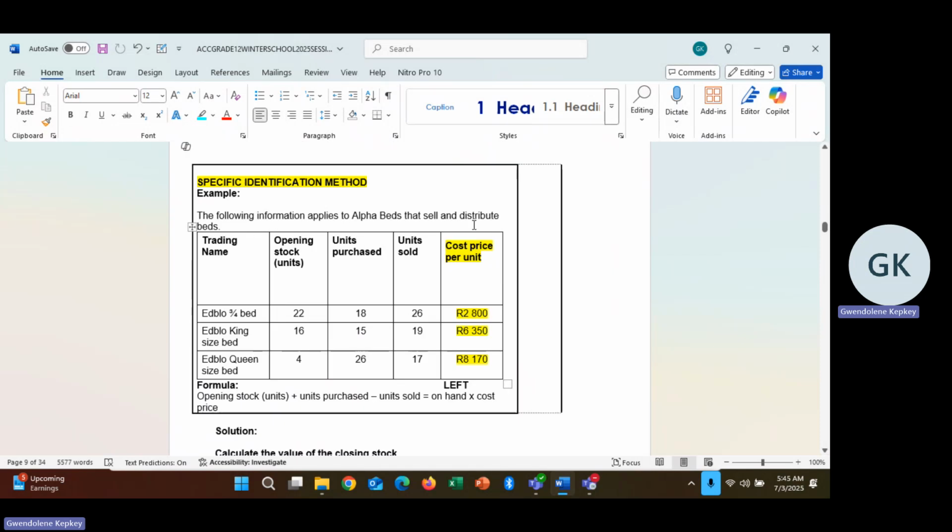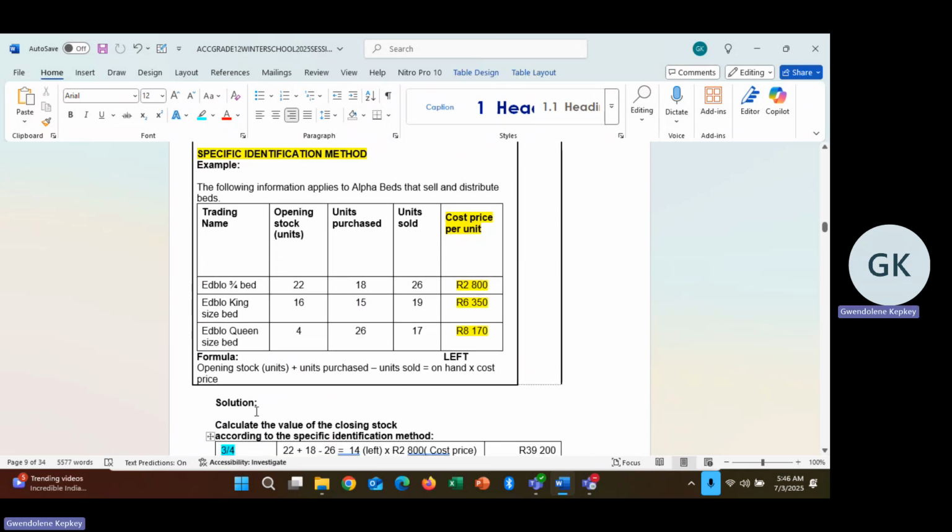Let's quickly recap. Each item has its own cost price. The formula to find out how many items are left is my opening plus my purchases. Should there be returns, we deduct, but very seldom. We minus what we've sold. We get what we have left or on hand, and that is what we multiply by the cost price.